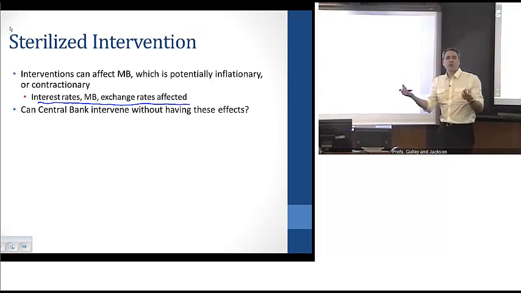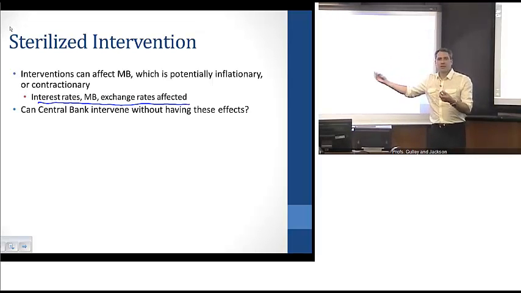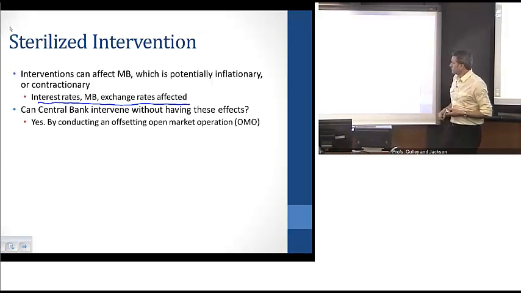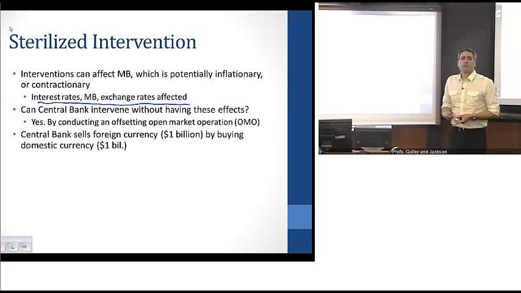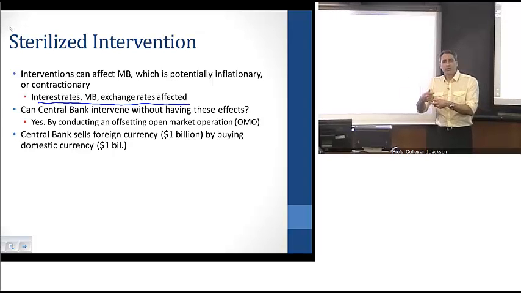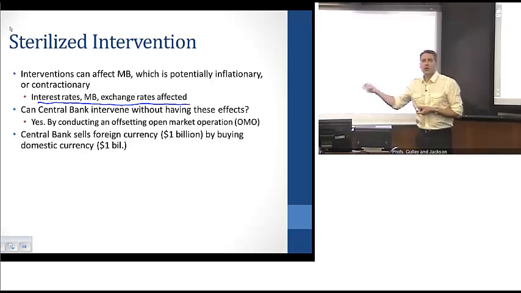So the natural question is, what if the central bank wants to intervene, but they don't want to have these impacts on the broader economy? How can we deal with that? In this case, the central bank can simply conduct offsetting open market operations, and that's what this sterilization process is about. By buying and selling foreign currency and then offsetting that with an offsetting open market operation, it turns out that the central bank can adjust its portfolio of assets without impacting the monetary base.